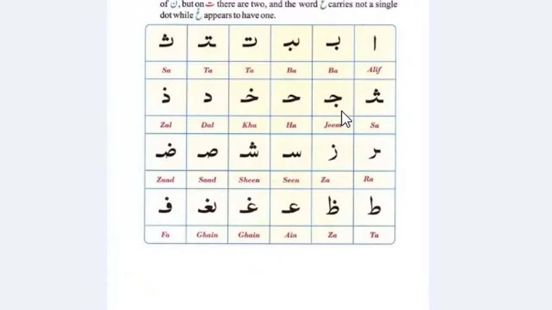Jim. When jim connects with the next letter, it is in this shape. Ha. When ha connects with the next letter, it is in this shape. Kha. When kha connects with the next letter, it is in this shape.